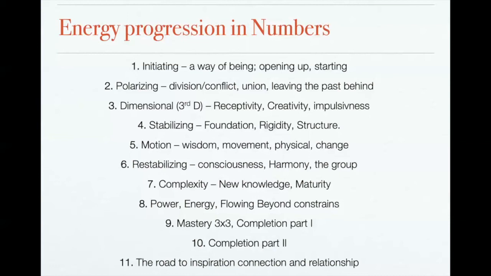Then we move to 7. 7 is actually a contraction of abundance. It's about complexity. It's about maturity. It's about reevaluating things. It's about writing, creating new knowledge. So when the cycle of 8 comes to play, we can actually generate power, we can generate energy, and we can actually create something beyond the physical constraint. And then every cycle in the numeric cycles, the number 9 and 10 is a cycle for completion.